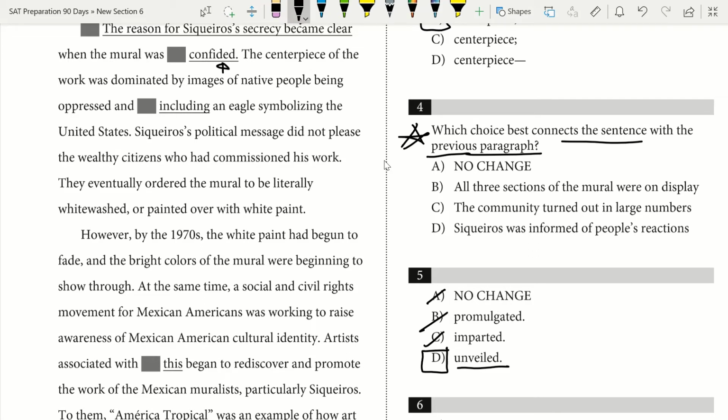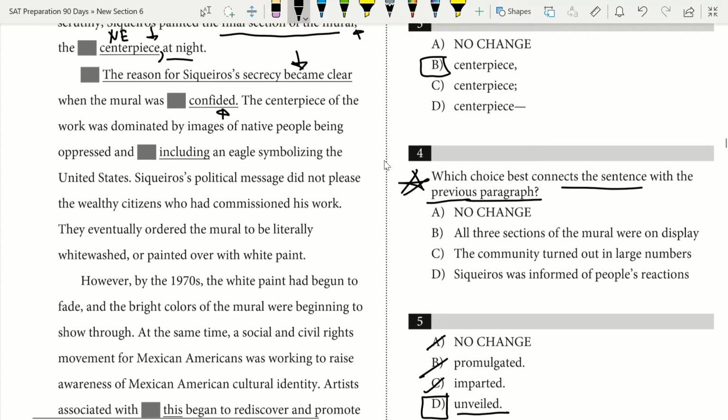Now number 4. What's connecting it to the previous paragraph? So like I said, in the previous paragraph we're talking about its secrecy. In this case, we're talking about secrecy being clear when it was unveiled. So our correct answer for 4 would be A. Okay, we wouldn't say all 3 sections of the mural were on display when it was unveiled, because that doesn't explain the reason for his secrecy that we talk about up there. Okay, we want to touch on that secrecy aspect.